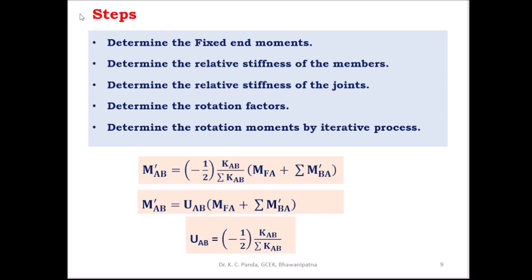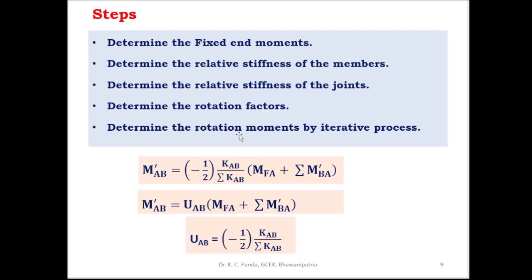Then coming to the step-by-step procedure to follow for the analysis of a symmetrical frame by Kani's method. As you know, the first step is to find the fixed end moments by assuming the ends are restrained or fixed. Then you have to find the relative stiffness of the members, then the relative stiffness of the joints, then the rotation factors in a tabular form.